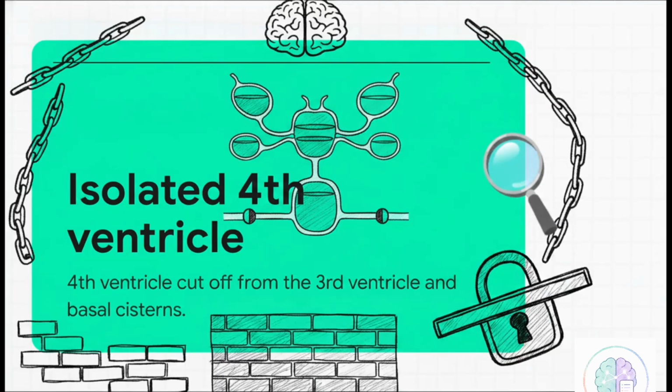Okay, so first things first. Also known as an isolated fourth ventricle, this anatomical trap happens when the fourth ventricle loses all communication with its surrounding pathways. Basically, it becomes completely blocked off from the third ventricle above through the Sylvian aqueduct, and entirely bricked off from the basal cisterns below through the foramen of Luschka or Magendie. Think of it like a locked, totally closed room.